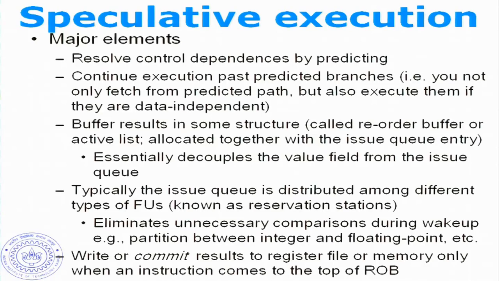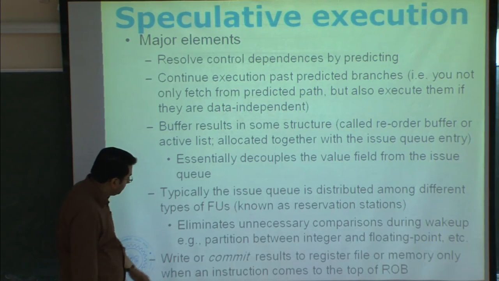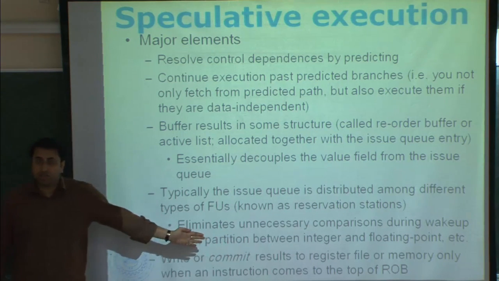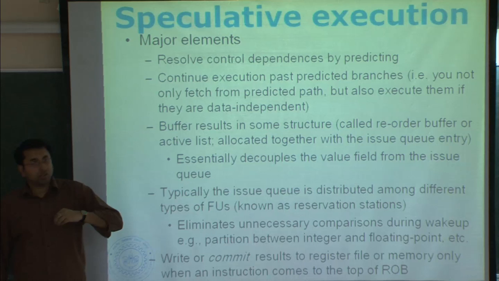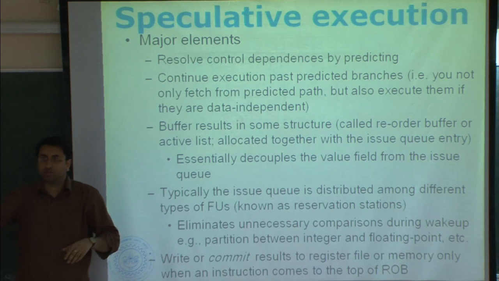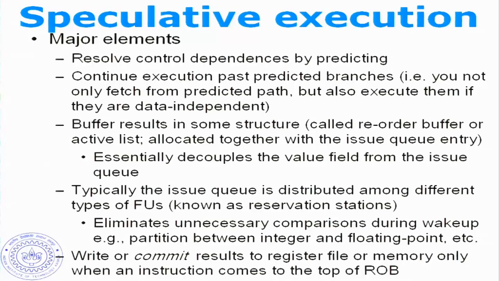Typically, the issue queue is distributed among different types of functional units. These are known as reservation stations. That's what we have discussed also. It eliminates unnecessary comparisons during wake-up. For example, you could now have a partition between integer and floating-point issue queues. Integer results will be broadcast only on the integer queue. The floating-point results will be broadcast on the floating-point queue, and so on. So you can save some of the comparisons, because all-to-all comparison is actually not needed for all cases.